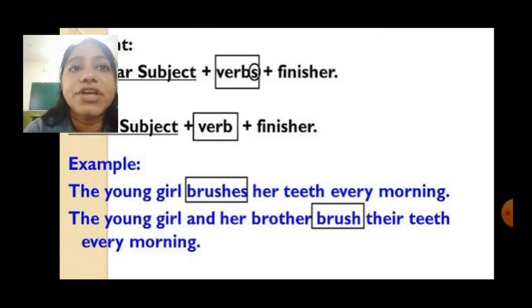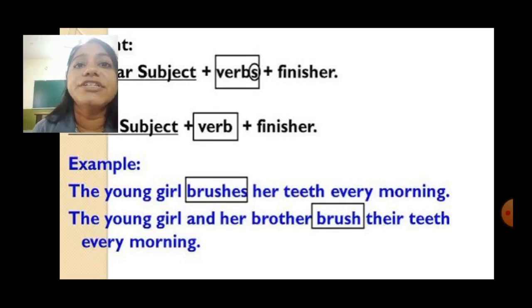So singular subject plus s or es, ies plus finisher. And if we have a plural subject, then we will just put the base form of the verb and it ends with the finisher. Let's see an example of a singular subject. The young girl, it's one. We are talking about one girl, so it is a singular subject. So we will put s or es. Here the word brush ends with sh, so we will put es to it. The young girl brushes her teeth every morning.